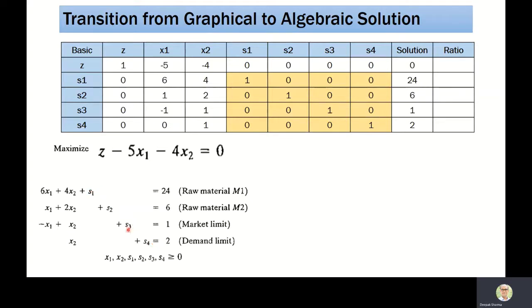Why am I starting this way? Because if I take s1, s2, s3 and s4 as basic variables, it means that x1 and x2 will become non-basic. Non-basic means it should be 0, and that means it's the origin. So we are starting from the origin point where x1 and x2 are 0 and all additional variables, which are the basic variables, are non-zero.